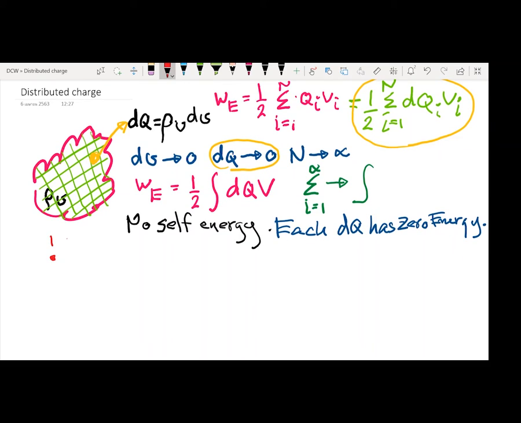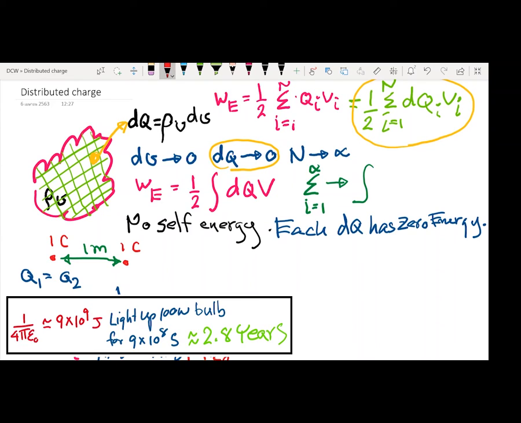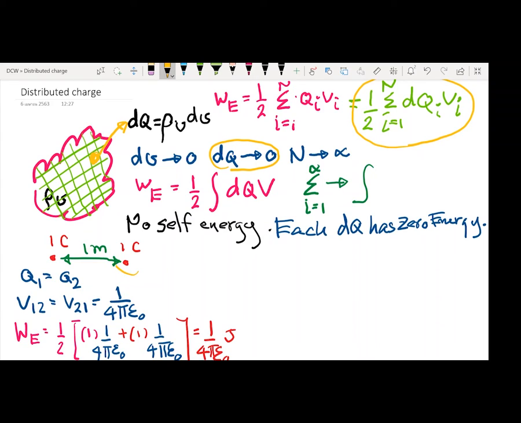Let's consider if we have two point charges of 1 coulomb, 1 meter apart. Since q1 equals q2, then V12 is the same as V21, which is this. The energy computed using the previous class would be like this, which is about 9 gigajoules. It would light up a 100 watt bulb for almost 3 years. This does not include the energy for each point charge, because it would be infinite joules.